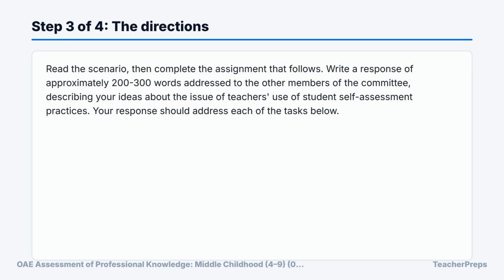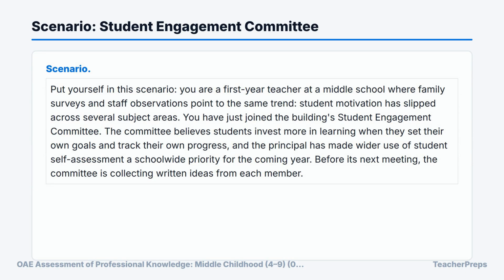Here are the directions. Read the scenario, then complete the assignment that follows. Write a response of approximately 200 to 300 words addressed to the other members of the committee, describing your ideas about the issue of teachers' use of student self-assessment practices. Your response should address each of the tasks below. Here is the scenario. This is the Student Engagement Committee. Take a moment to look it over, then I will show you how to use it.